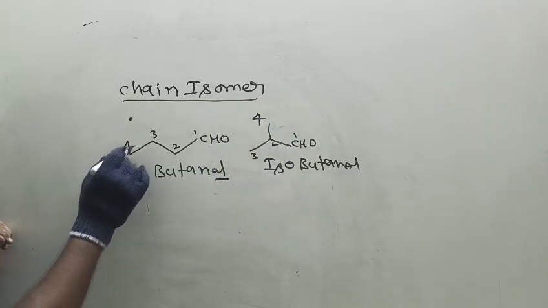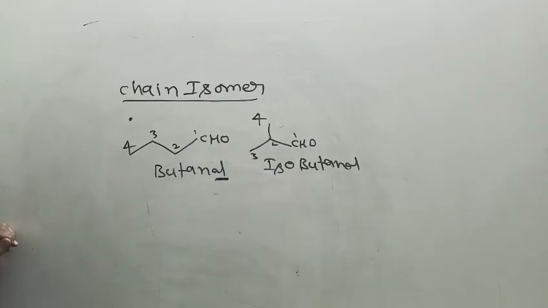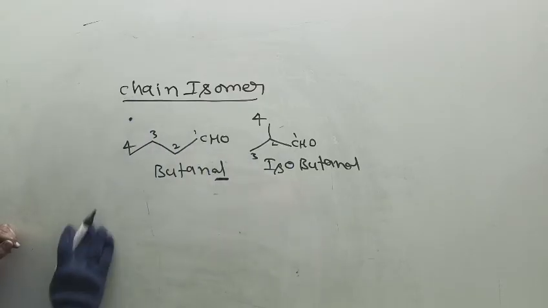And here 4 carbons are present in a straight line. Here 3 carbons are present in a straight line. That is the difference in carbon chain. Then these are chain isomers.